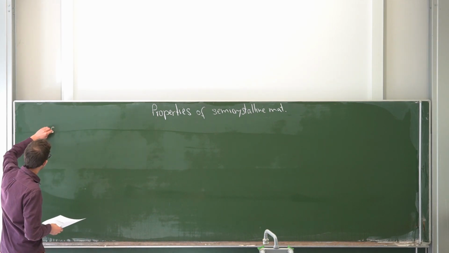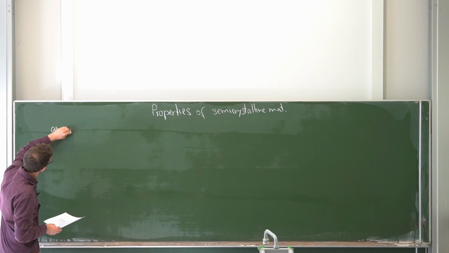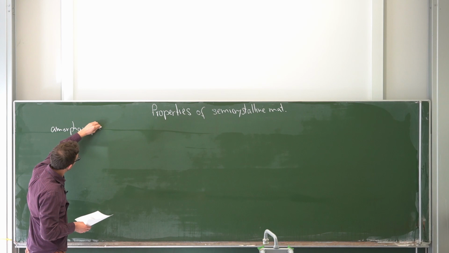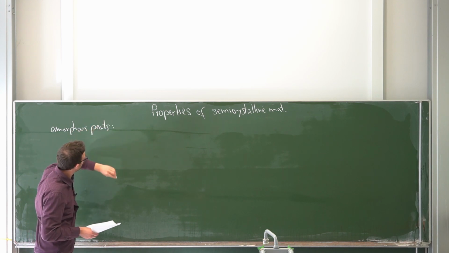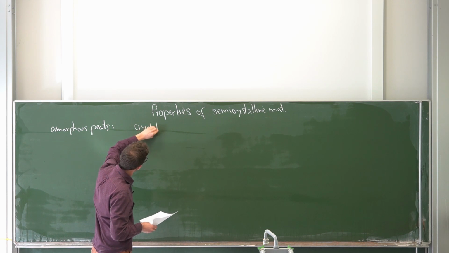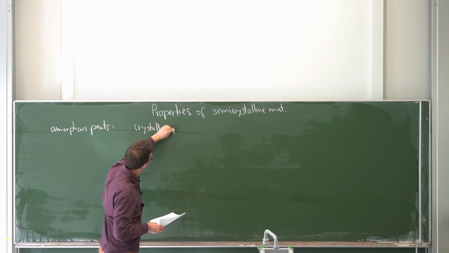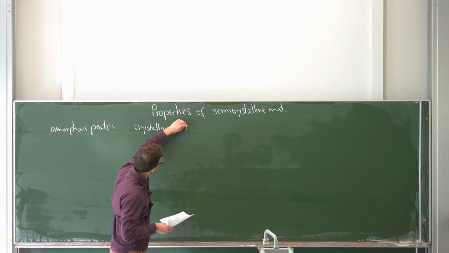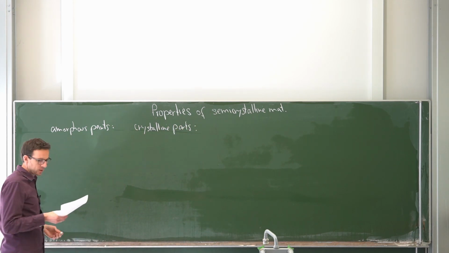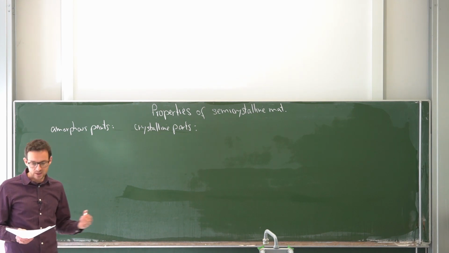So we have amorphous regions and we have crystalline parts. So amorphous regions are not very densely packed.